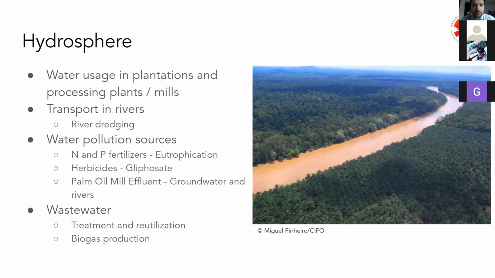Sources of water pollution: fertilizers, herbicides, and then the effluent from the palm oil mills. Where does that go? Hopefully not directly into the Amazon River. Wastewater, where are they treating it? How are they reusing it?